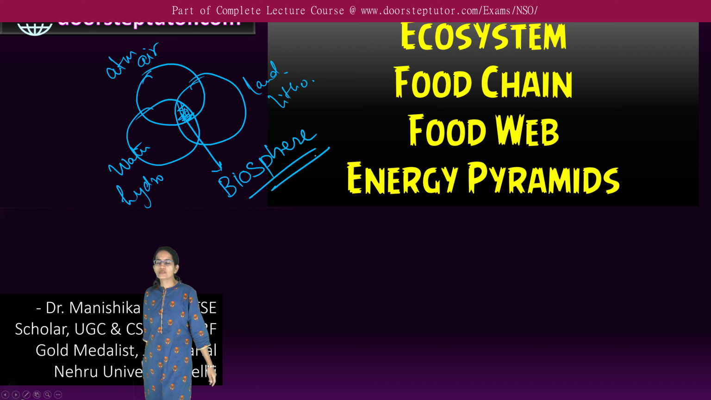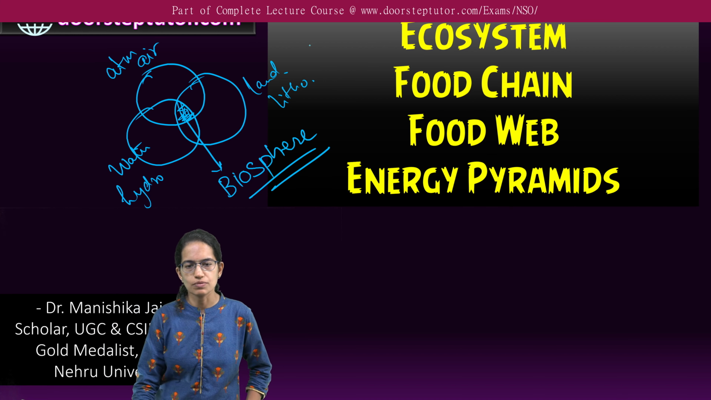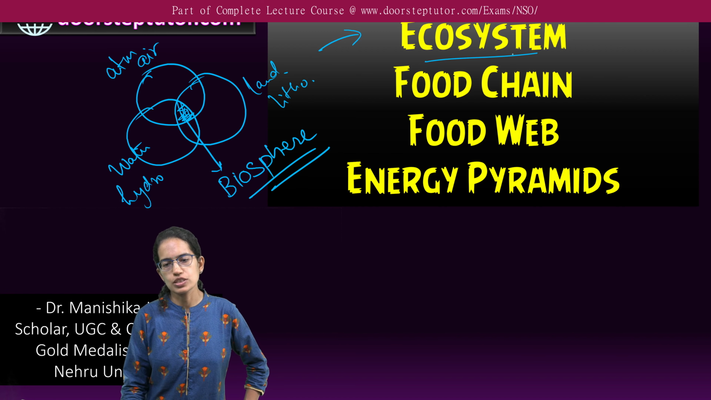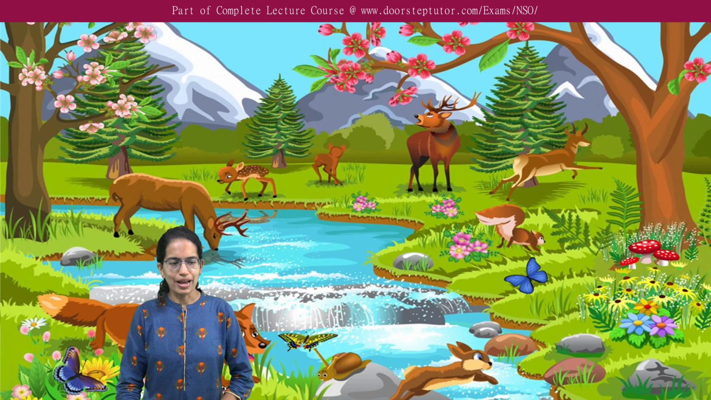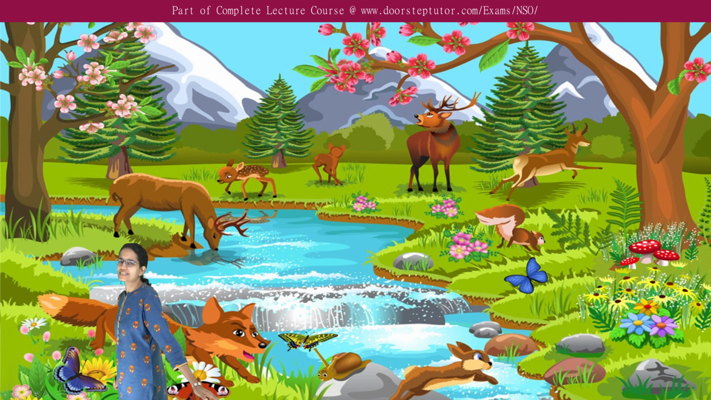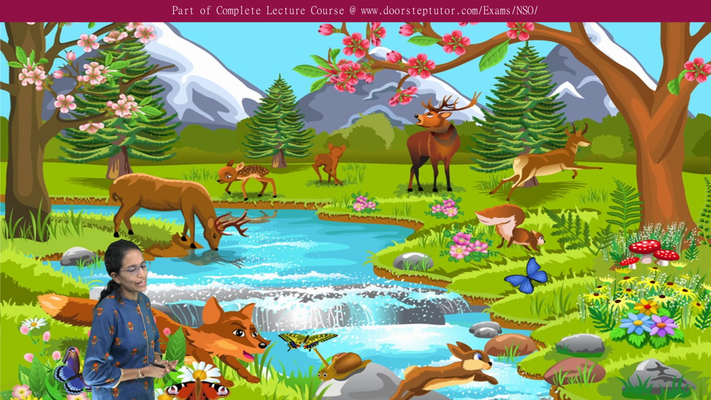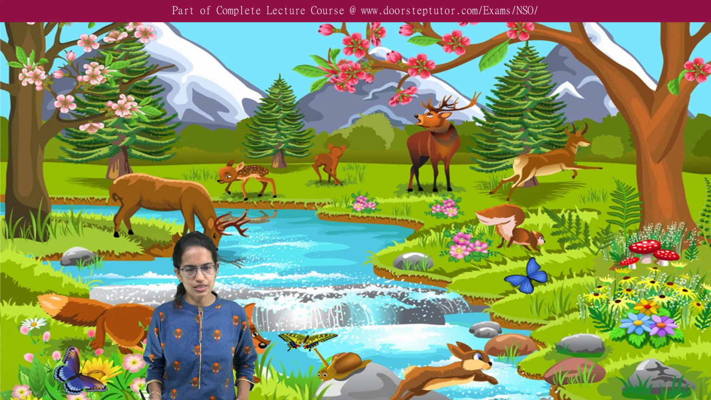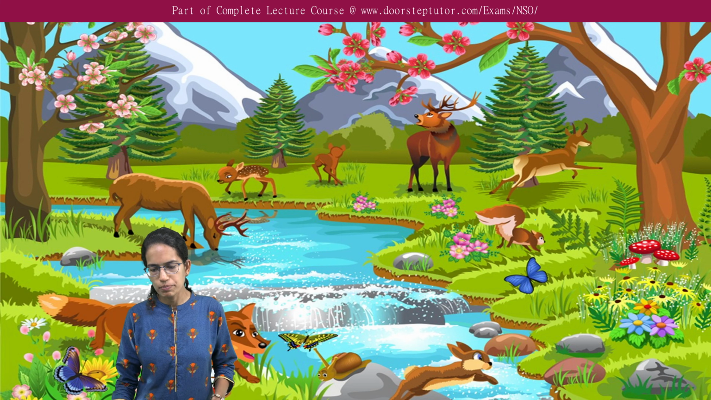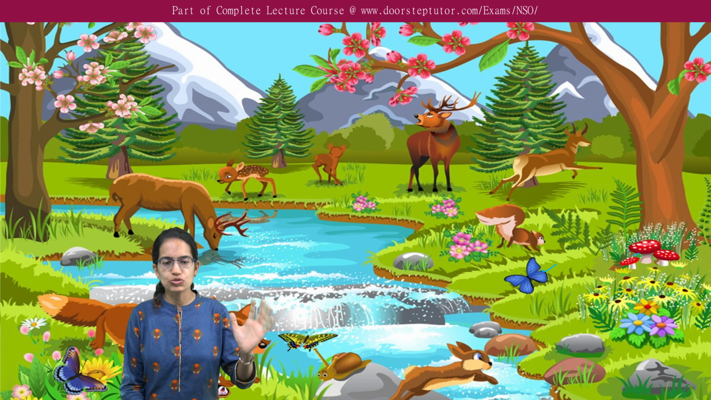Now, once we understand the concept of biosphere, let's move to the next concept, and that is ecosystem. Ecosystem I can explain with this simple diagram here. So what you can see in this image, of course we are not here for storytelling, but this diagram tells you numerous things. There are animals, butterflies, there are mushrooms, river flowing, stones, mountains, trees.